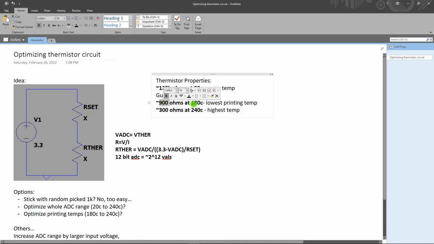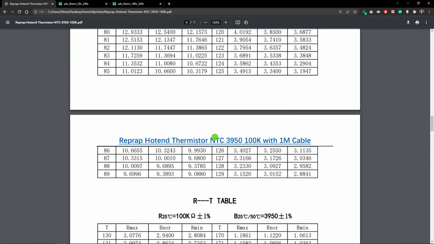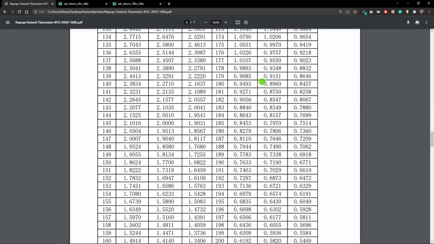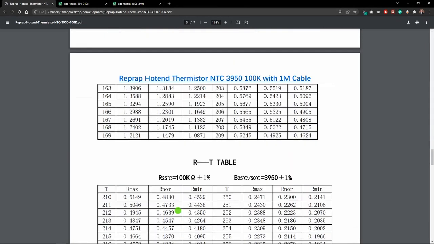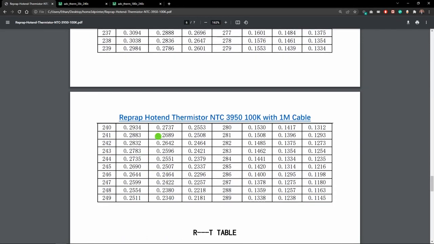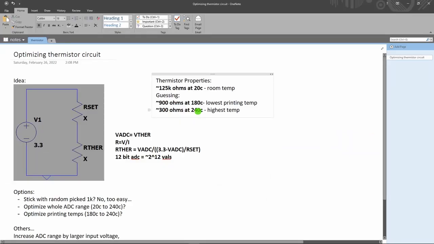So at 180 C, it's going to be 900 ohms. So you can just scroll down the table and go to 180, which is right here. It's about 900. And then at 240, it's about 300. So you just use the same table again. 240, which is somewhere, yeah, about 300-ish. Not being exact, because this doesn't really matter. Just giving a decent range.